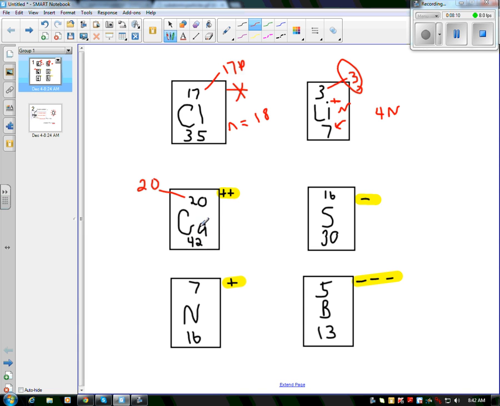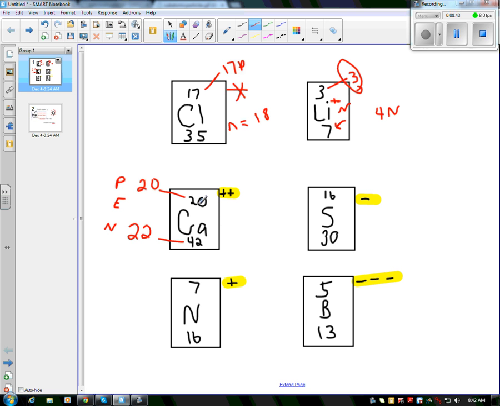Okay, so now we need to know neutrons. We know this, which is protons, plus neutrons equals this, which is the atomic mass. This plus something equals 42. Well, that something is going to be neutrons. So how many neutrons does this element have? 22. All right, now electrons. Okay, so let's just put neutrons, protons. Now electrons.